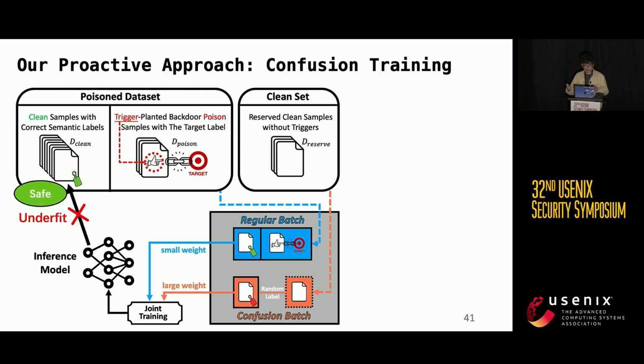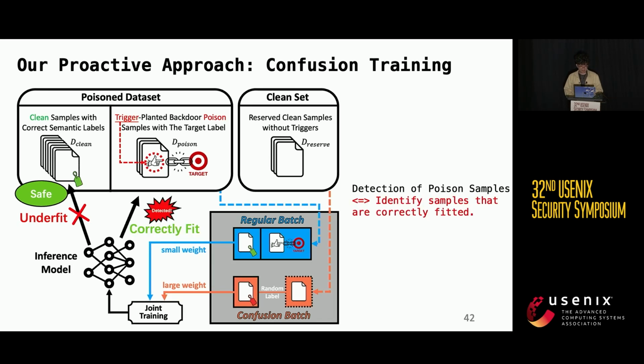So at the end of the day, if we do joint training on the regular batch and confusion batch in such a way, we will find that the inference model will fail to fit those clean samples because of the disruption from the confusion batch. On the other hand, the model can still correctly fit those backdoor poison samples. So there is a simple way to distinguish between these two types of samples, because we can just identify all the samples that are correctly fitted as backdoor poison samples. Yeah, that's the idea.